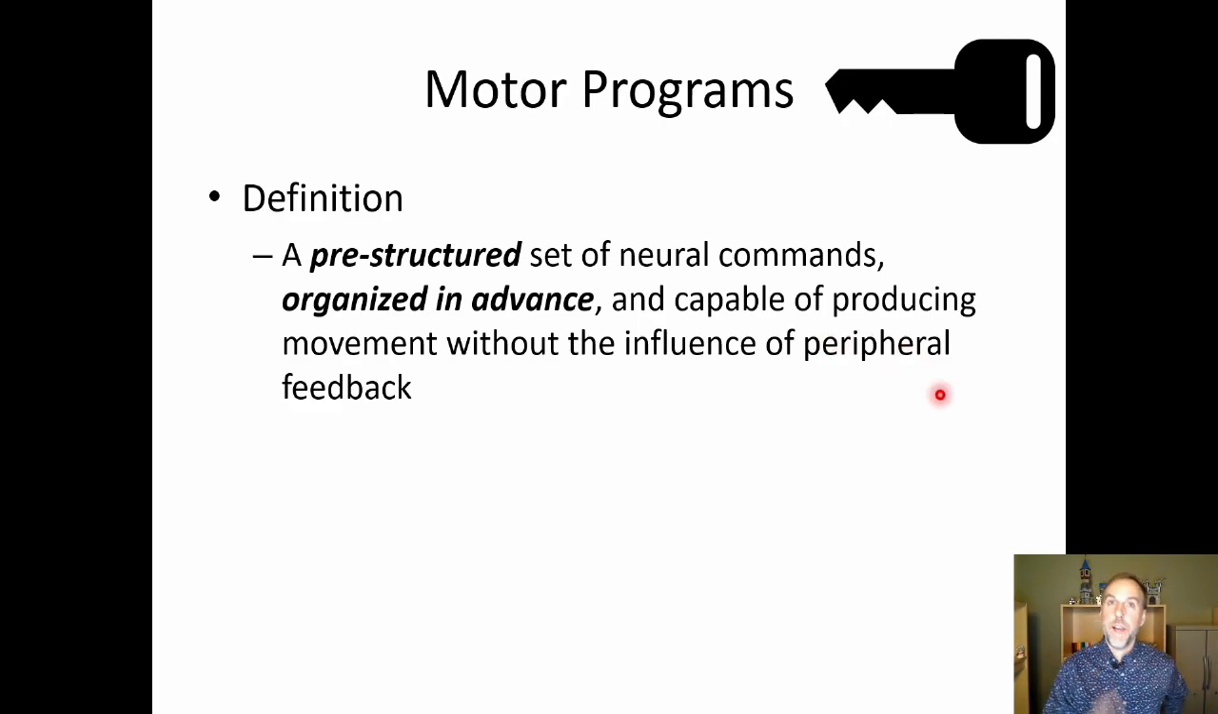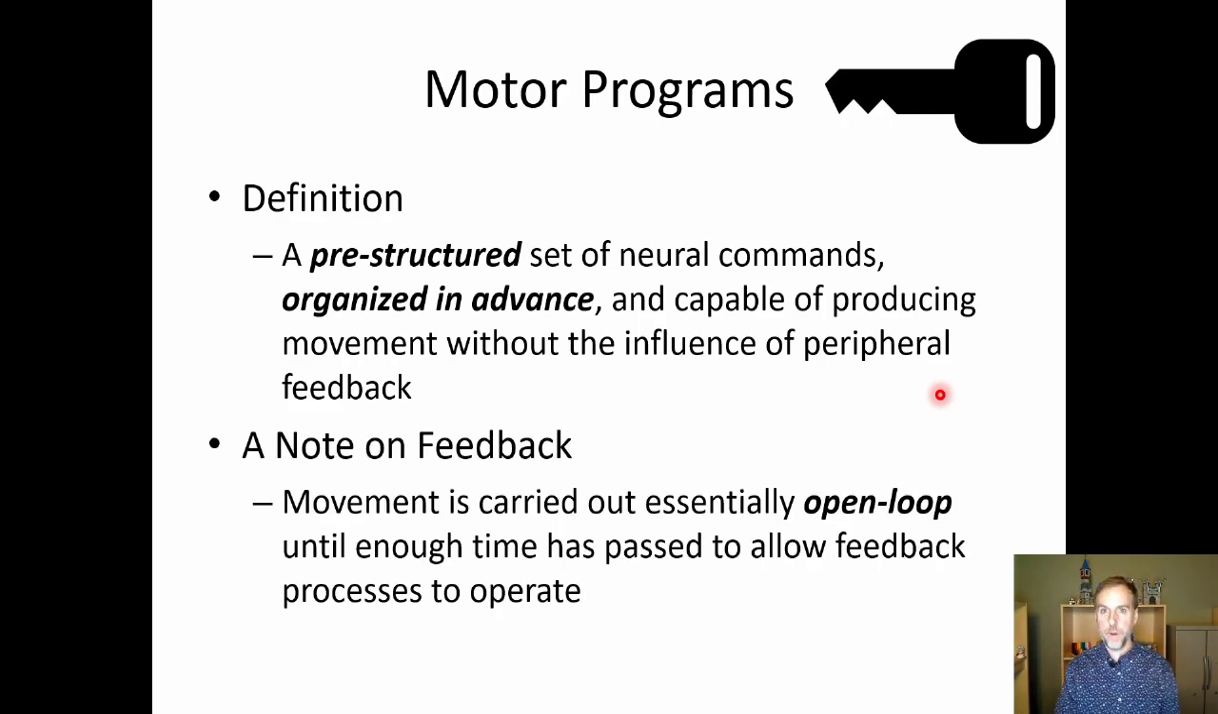Now, if his eyes are open or in a neurologically intact individual, we can transition from a motor program to adjusting that with closed loop control. And this second part is about feedback, but we'll see this in action when we get to some experiments. So whenever we initiate a movement, that movement is carried out essentially in an open loop manner until enough time has passed to allow feedback to operate.